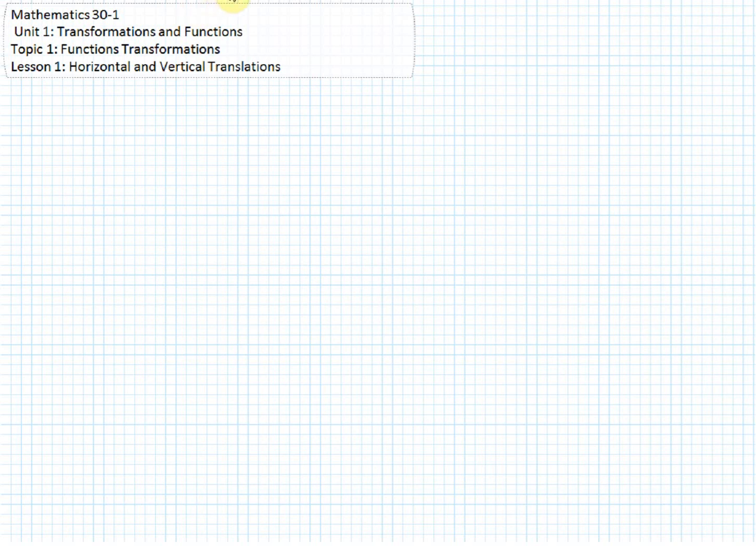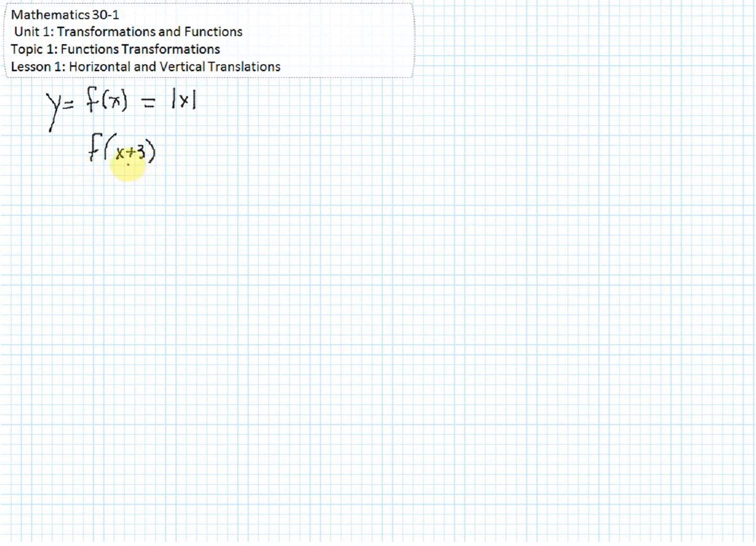This is Math 30-1. Again, we're going to continue with horizontal translations. We will continue to use y is equal to f of x, so the function notation where f of x is the absolute value of x. To demonstrate our horizontal translations, what we're going to do is insert the parameter inside of the function. So we get f of x plus 3.